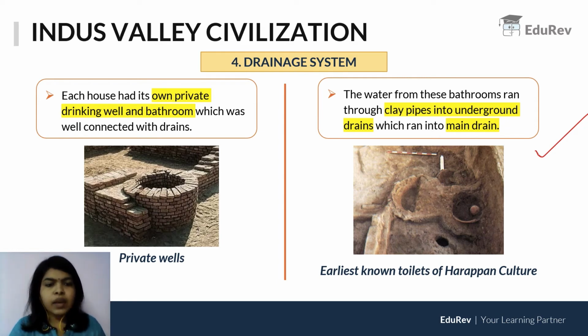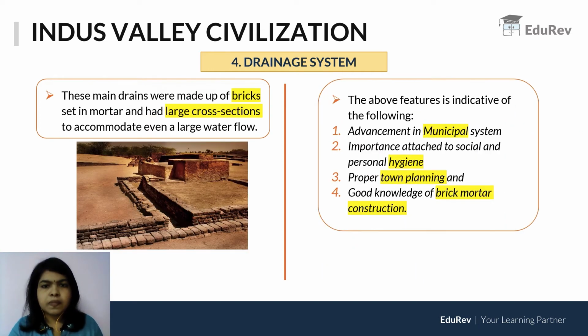And take a look at the pictures that we have. We have a private well picture, and we also have pictures of the earliest excavated toilets of the Harappan system. And these main drains were made up of bricks, and they had very large cross sections, so as to accommodate a very large water flow. Even a large water flow could be accommodated when you have a large cross section. Take a look at the picture. It shows the very large drainage system that is present there.